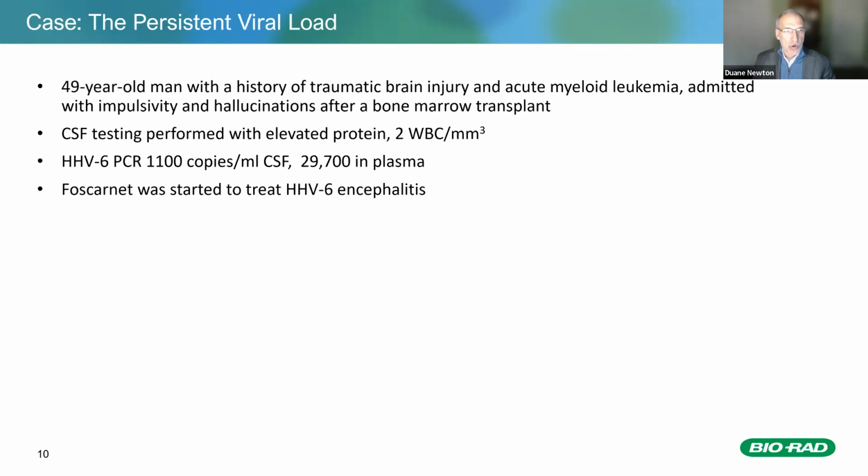Some of the core lab tests showed elevated protein and a low white blood cell count. Infectious disease testing included HHV6 viral load, which showed 1,100 copies per mil in the CSF and concomitantly a 29,000 plus copies per mil viral load in the plasma. So for presumed HHV6 encephalitis, the patient was started on foscarnet.